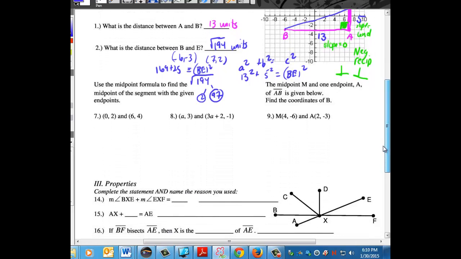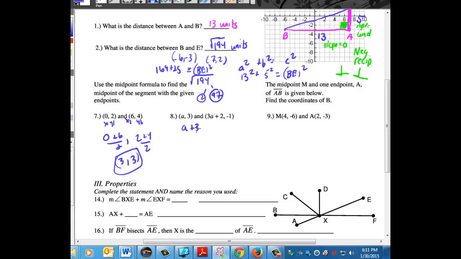Next, we're asked to find the midpoint. And so the first problem is easier than the following two. This is x1, y1. This is x2, y2. We're going to plug this in to our formula. x1 plus x2, so 0 plus 6 over 2, comma, 2 plus 4 over 2. We end up getting 3, comma 3. That's our midpoint. Number 8 involves a little more work.